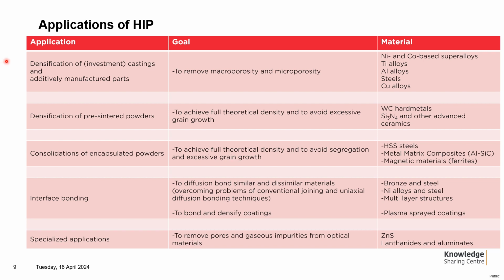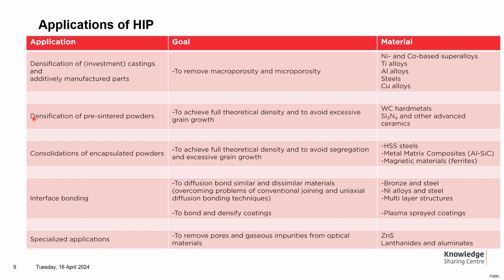On this slide, several applications of HIP are summarized. Especially the most important applications and aims of HIP are shown together with typical examples of materials in each case. The first, the particular case of densification of castings or additively manufactured parts, will follow later in this presentation in more detail with examples.